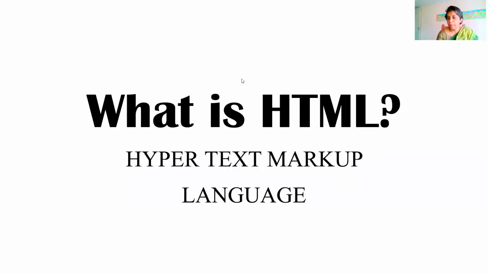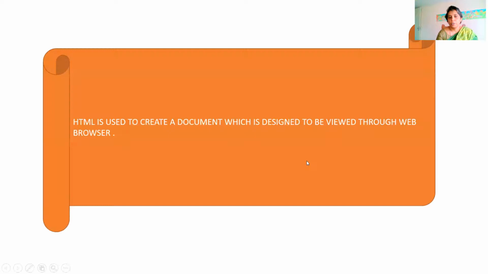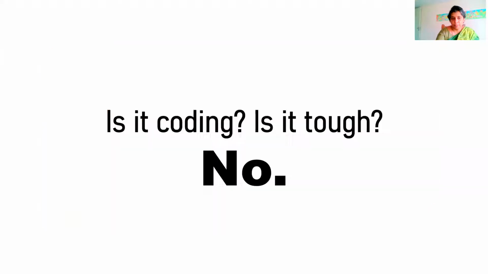HTML is hypertext markup language. It is used to create the document which is designed to be viewed through the browser. Whenever you view any content in the World Wide Web, www, by using a browser, whatever content is viewed is displayed by using the web page. We call it a website. Actually, it's a collection of web pages. A website is a collection of web pages.